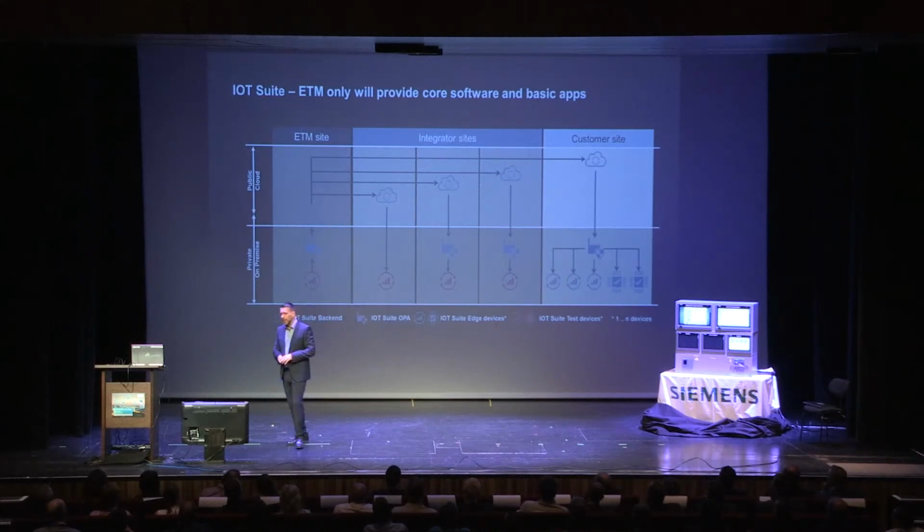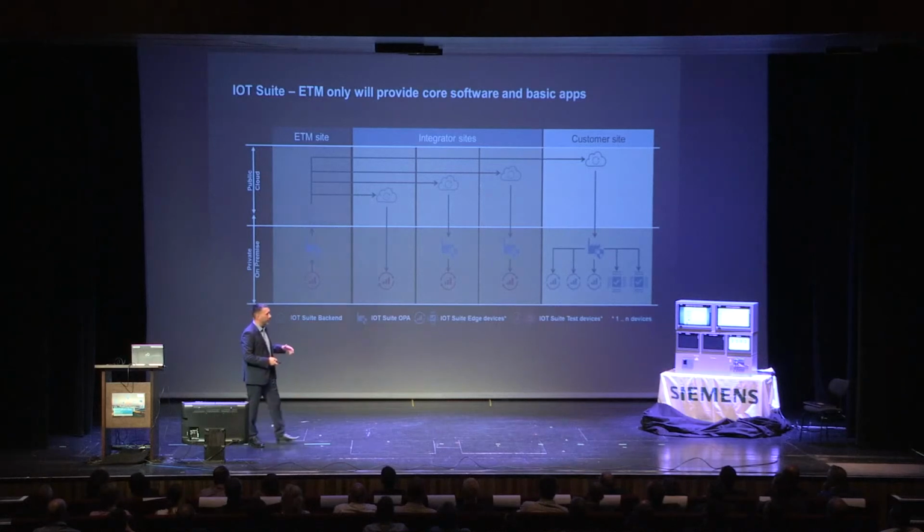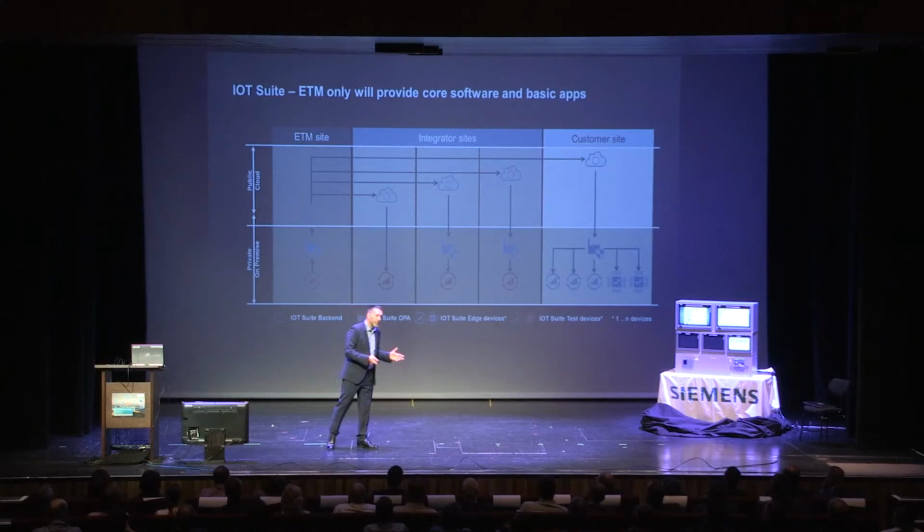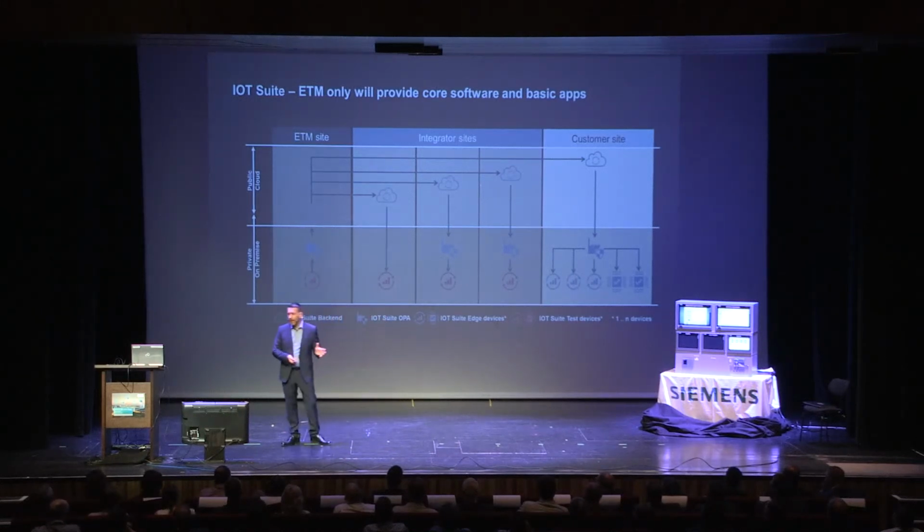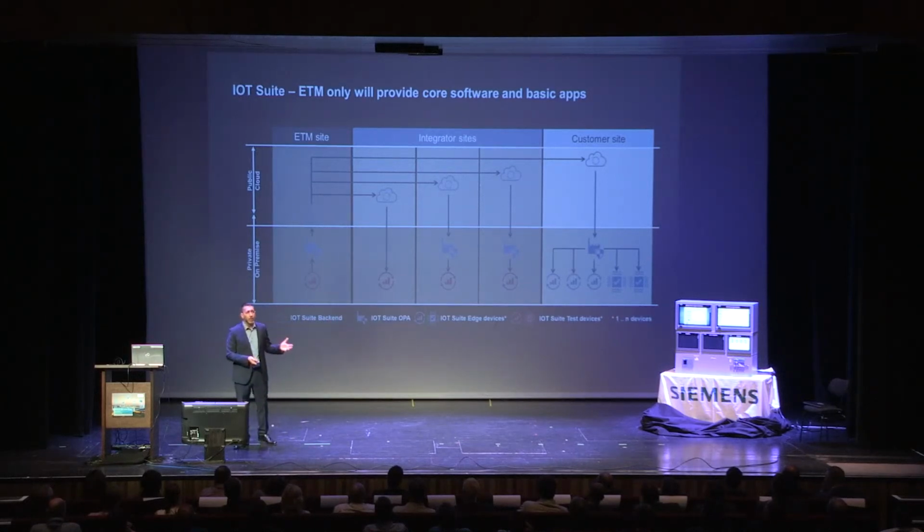Coming to the deployment itself and to what's the idea of ETM behind this. I wrote on this slide deck that ETM will provide only core software and basic services. This means that we created this kind of infrastructural service. It's software as a service. And that we take care that these kind of services are up and running and run properly. And for sure we will take care to maintain and to further develop our Edgebox software, the framework software.